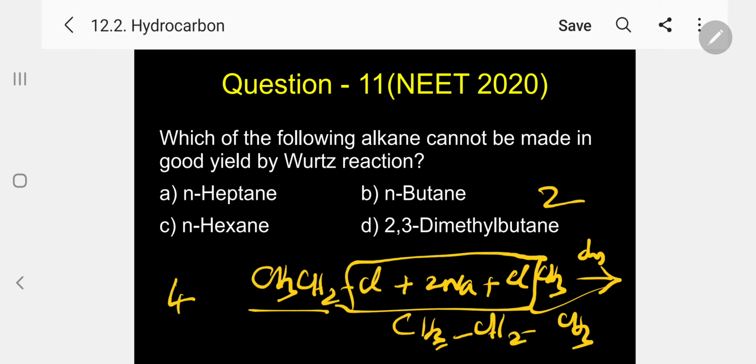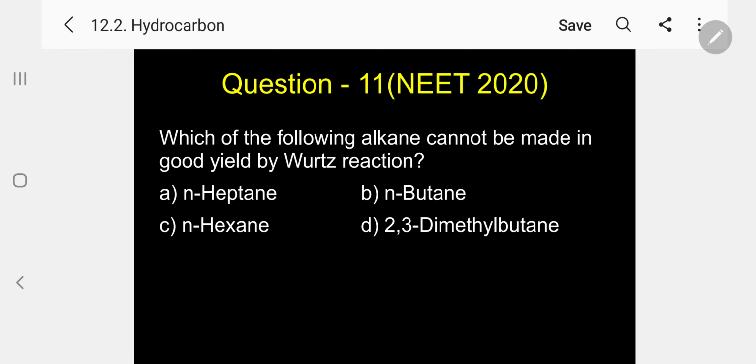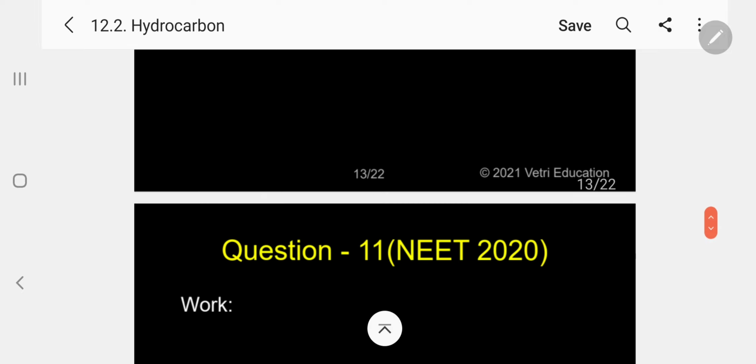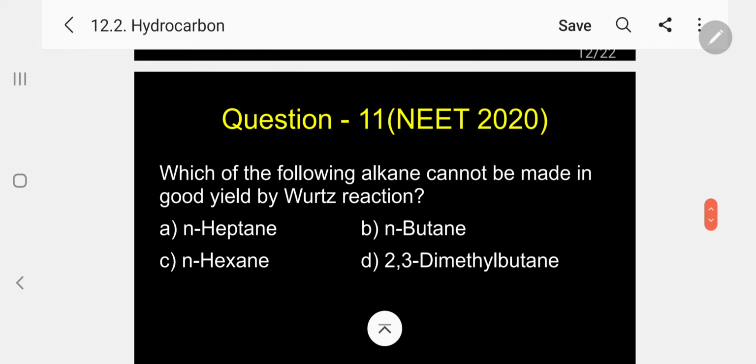Now from the options given, you have to find out where the number is odd and where even is suitable. So let me go for n-heptane. Heptane means, kindly follow, 7 carbon atoms. So this is probably the answer. n-Butane means I can take 2 plus 2, ethyl chloride I can take. Hexane means propyl chloride I can take.